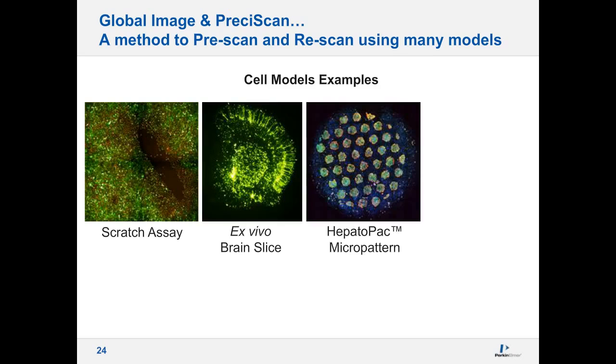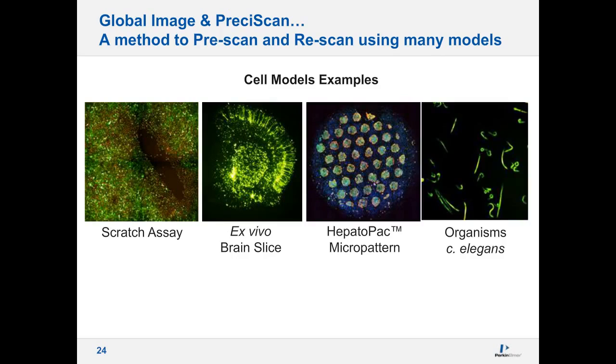Another example is some work I had done in the past with Hepatopac, which is a co-culture model. So this is a micropattern of primary human hepatocytes on a monolayer of fibroblast cells. And now we can go in and identify these individual islands of hepatocytes and make quantitative analysis just on those, very much like the microtissue approach.